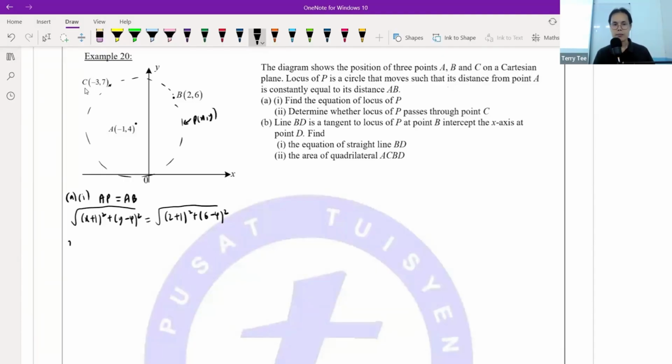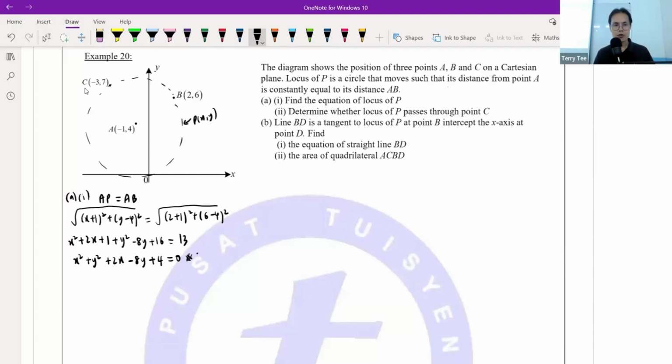Okay, so when I expand both sides, this is x squared plus 2x plus 1, and this is y squared minus 8y plus 16. On the right, 2 plus 1 is 3, 3 squared is 9, 9 plus 2 squared, 4, is 13. So x squared plus y squared plus 2x minus 8y. 1 plus 16 is 17, 17 minus 13 is 4, right? This is 4, right?